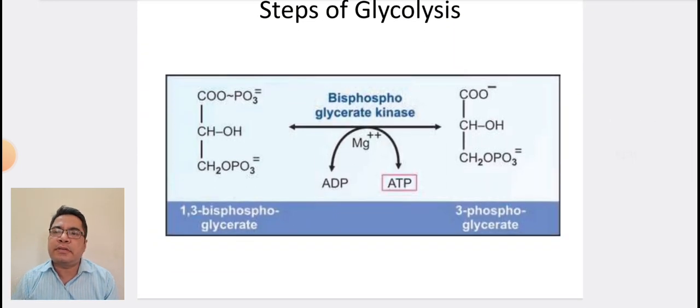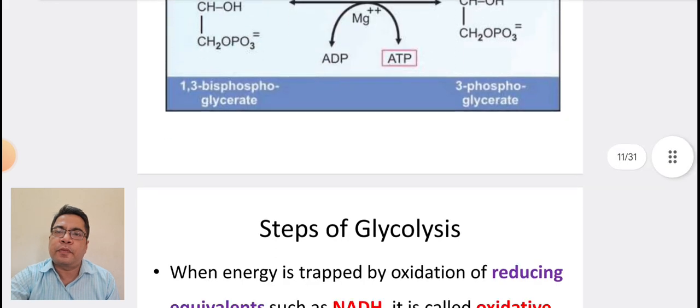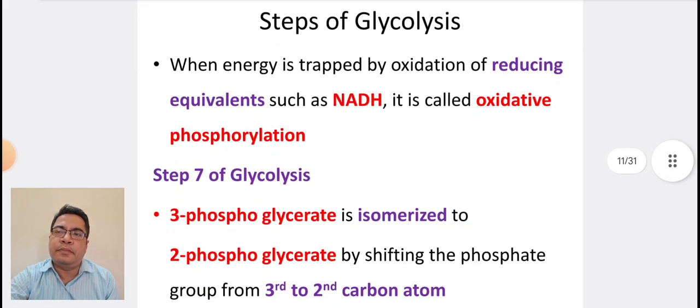In this diagram, we can see bisphosphoglycerate kinase in which 1,3-bisphosphoglycerate is reversibly converted to 3-phosphoglycerate and conversion of ADP to ATP. When energy is trapped by oxidation of reducing equivalents such as NADH, it is called oxidative phosphorylation.